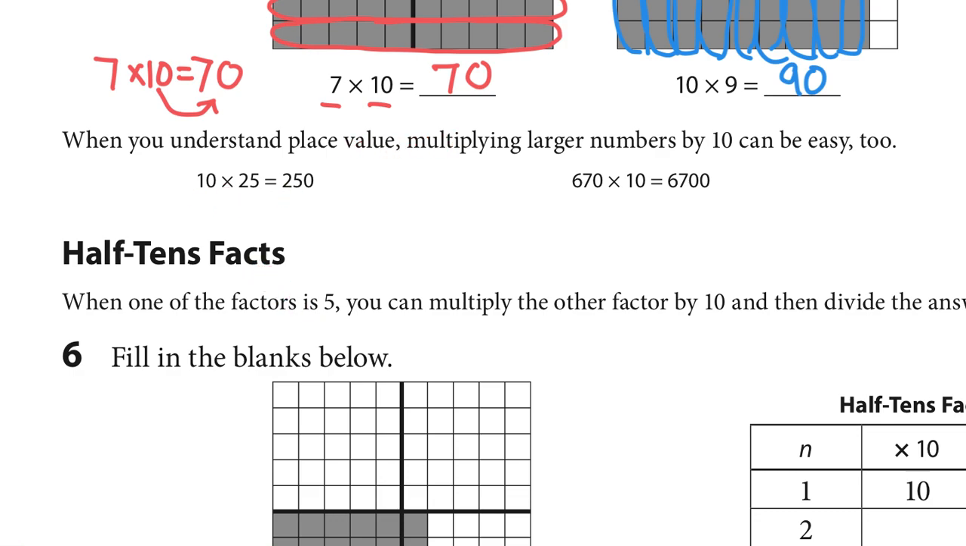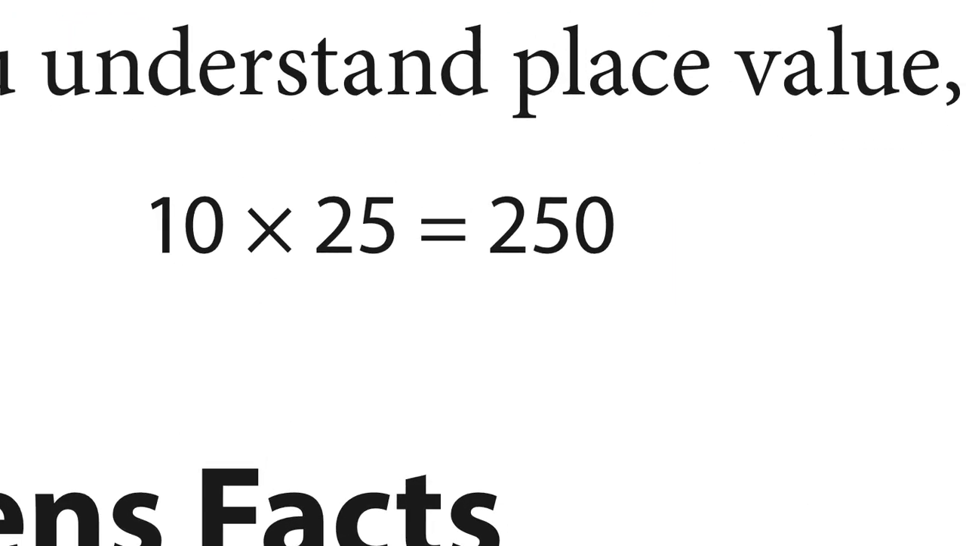These are examples down here where you carry the 0, right? This has 2 zeros, so the 2 zeros get placed on the end. I like to think of it this way. Just forget the 0 for a second, right? Pretend that 0 is gone. 1 times 25 is 25, then put the 0 back on.